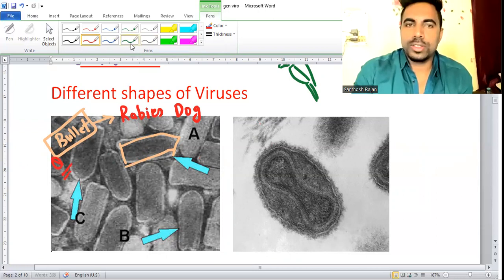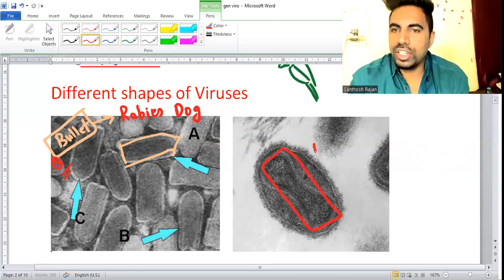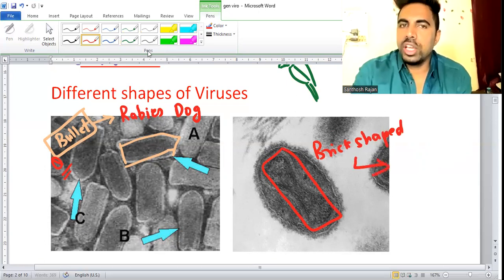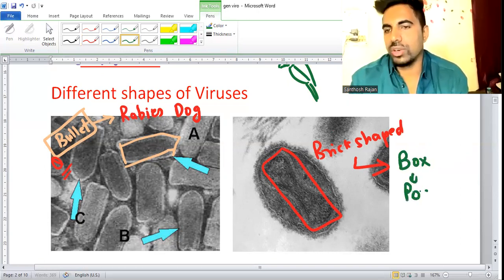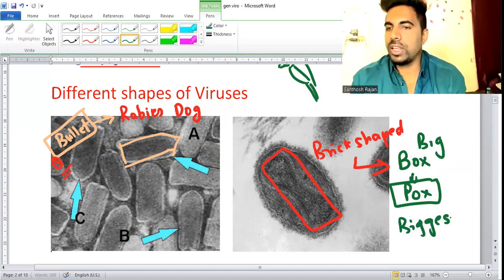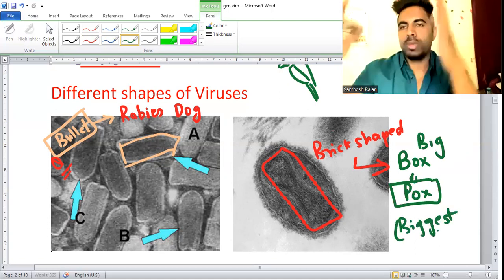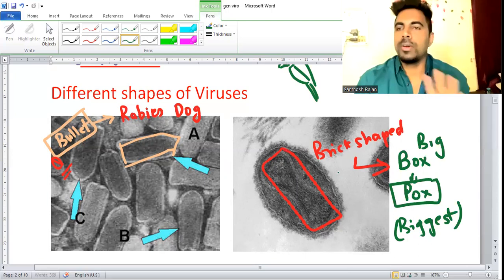Excellent. Now look at this virus. It looks like a brick. Brick shaped. So which is a brick shaped virus? A brick is like a box shape, a big box. Big box is nothing but pox. Brick, box, pox. The big box. Why am I saying big? Because it's the biggest virus. Smallest is the little Pari, biggest is the pox virus. Pox is like a box, big box. Box is a brick. I still remember it this way only. I never ever forget. So please remember that.